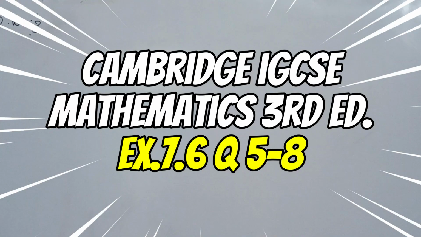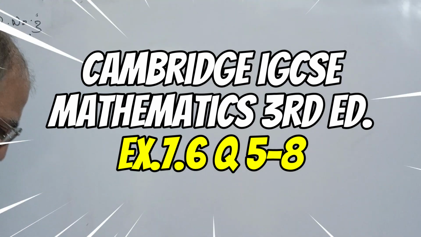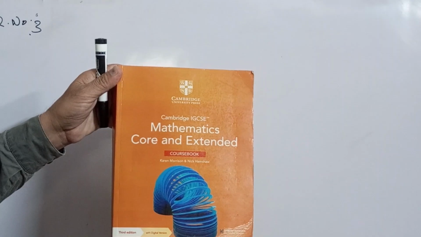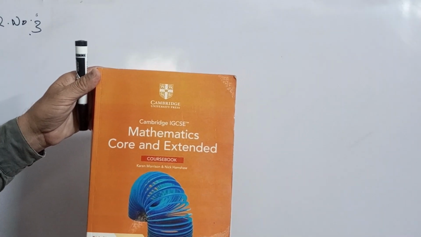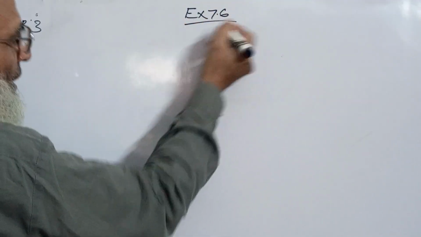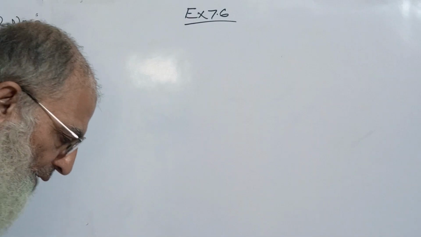So exercise 7.6, and as you know the book is the third edition IGCSE Mathematics Core and Extended Course by Karl Morrison and Nick Hamshaw, third edition. So exercise 7.6, and five questions have been completed.